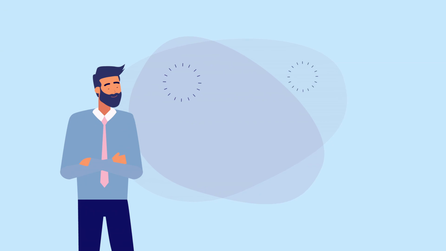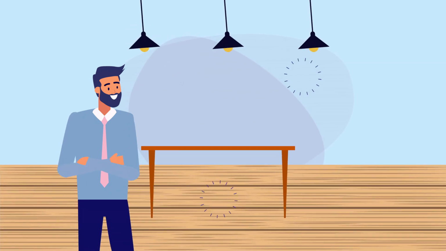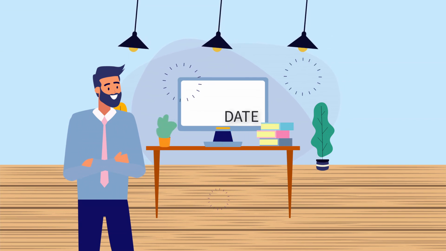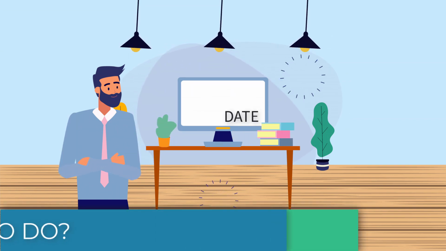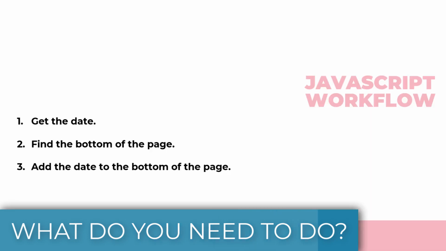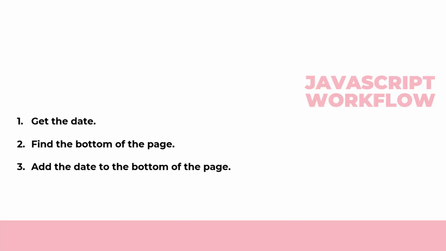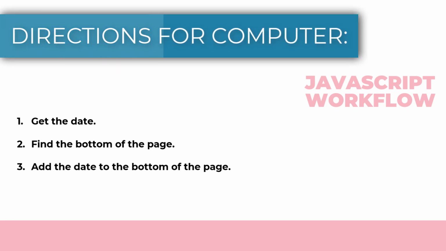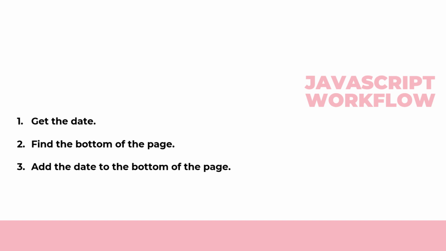Let's explore a real-world example. Say you have a client that wants their website to display the current date at the bottom of each page. How will you make that happen? What do you need to do? First, think about all the information that the computer needs to know to accomplish this task. Create a flowchart or write out the steps. For example, you might need to get the date, find the bottom of the web page, and then add the date to the bottom of the page.